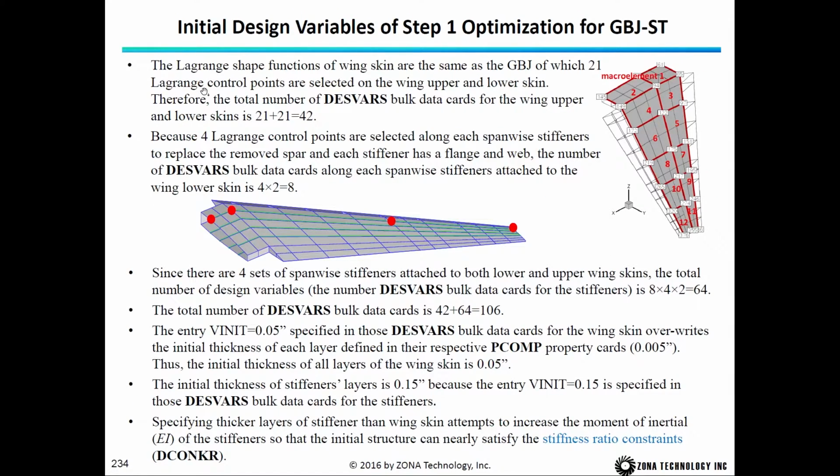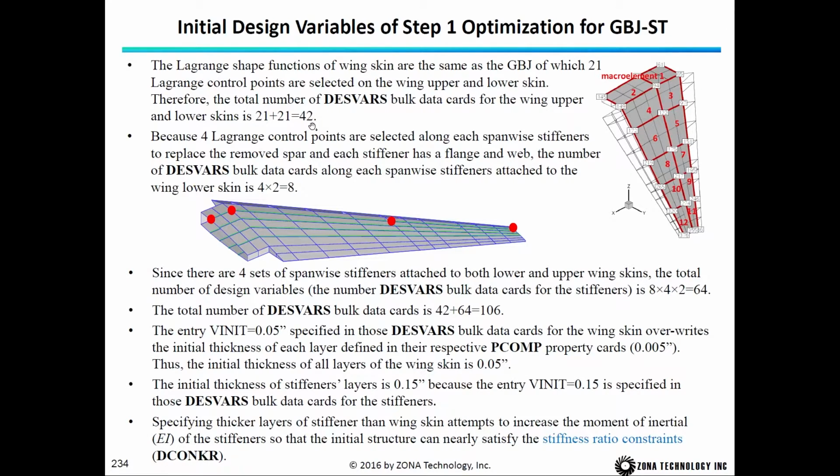The Lagrange shape function of the wing is the same as the GBJ, of which 21 Lagrange control points are selected on the wing upper and lower skin. Therefore, the total number of DESVARS for the wing upper and lower skin is 21 plus 21 equal to 42. For the GBJ model, because we have 4 layers, and each layer is a design variable, the total number of DESVARS for the GBJ is 42 times 4.